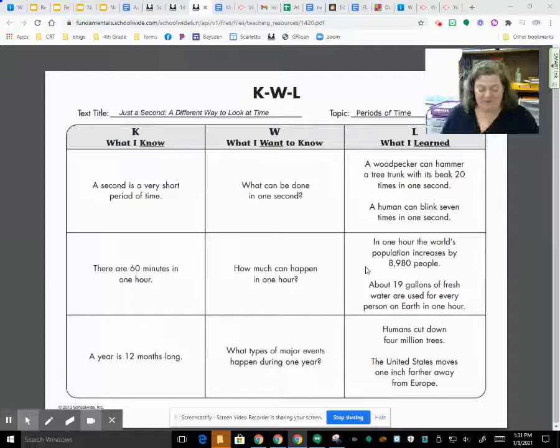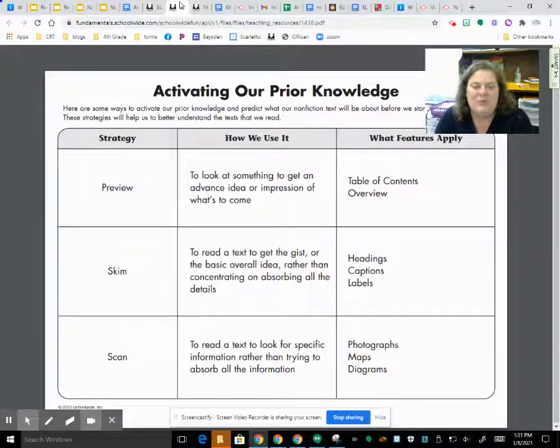To wrap up this lesson, I want you to think about what we've done so far. And we have done a lot. We learned about the importance of activating our prior knowledge with that skimming. I'm going to switch over to that one. With that preview, skim, and scan.